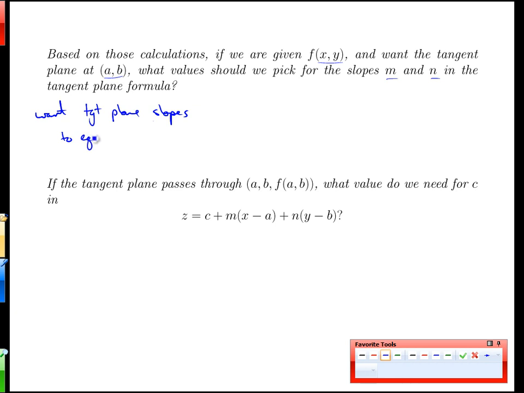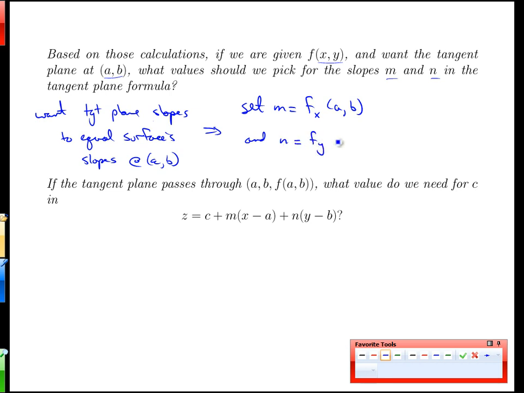To equal the surface's slopes at the point AB. Now how would we make that? Well, we would do that by setting m equal to f sub x at AB, the x slope, and n, which is the slope in the y direction, because it's the coefficient of the y term, to be the y derivative at AB. And last but not least, we figured out a, that's given. That's set as the f sub x, that's set as the f sub y, x and y slopes.